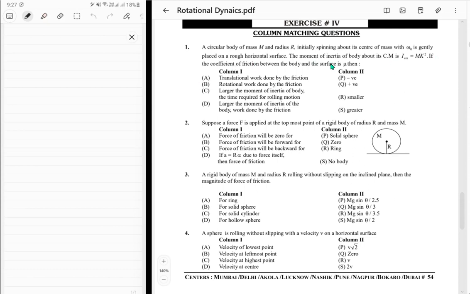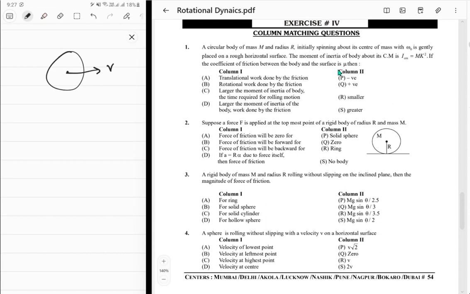So at any given moment before pure rolling, say it has velocity v, and it has angular velocity omega, right? Let's just assume it was going in the clockwise direction, and then the friction was acting in this direction because this point must have been moving like that. Because of that, it gained velocity in this direction. So what's the acceleration of this body?